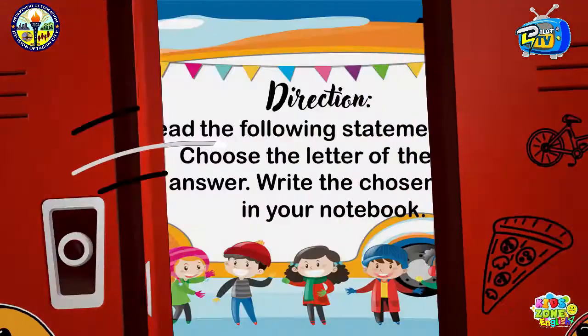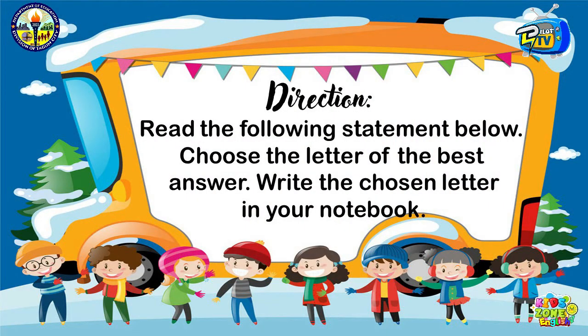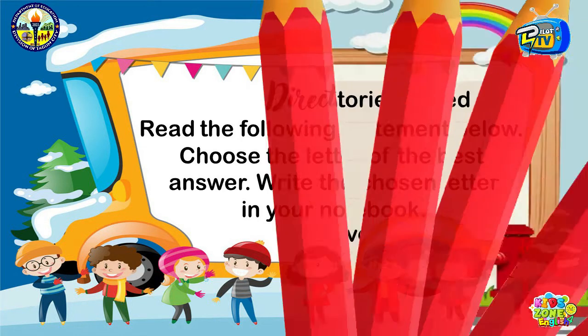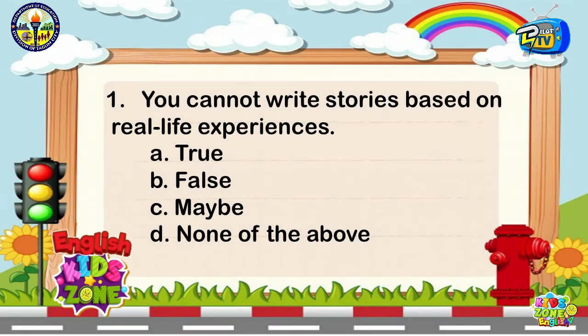But before that, do you want another activity? Wow! Come on, and let's start. The following statements below. Choose the letter of the best answer. Write the chosen letter in your notebook. I will give you 5 seconds to write your answer. Let's start! Number 1. You cannot write stories based on a real-life experiences. A. True. B. False. C. Maybe. D. None of the above. Your timer starts now.